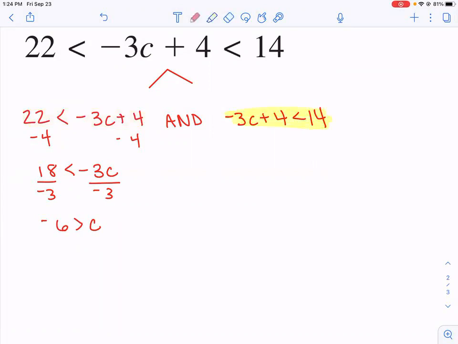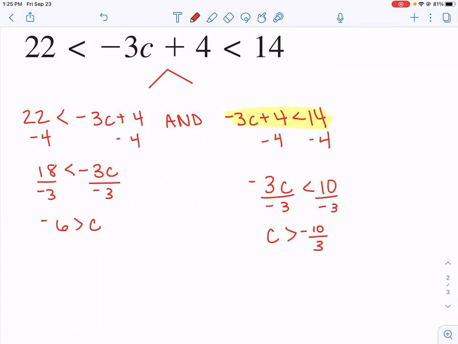Now let's look at this one on the right. We need to do the same process, correct? Subtract 4. So we get negative 3c is less than 10. So we get c is greater than negative 10/3. Hold on.